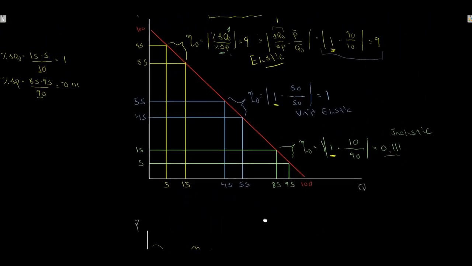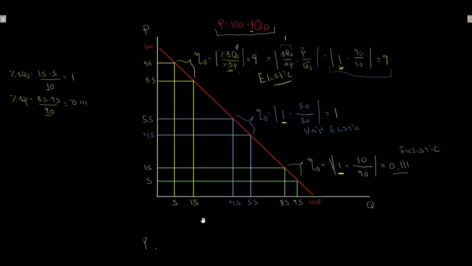And let's take a look. Let's go back up here. So total expenditure, let's write this down. Total expenditure is just the total amount that I'm expending on what I'm buying. So for example, if I were to buy 5 units at a price of $95 a unit, how much money am I expending altogether? Well, $95 per unit times 5 units, I get a total expenditure of $475.